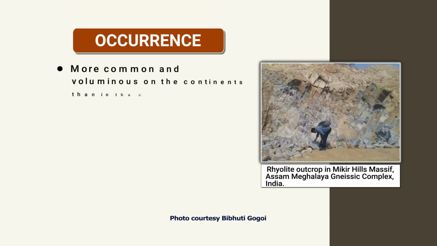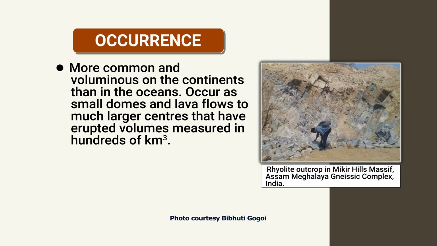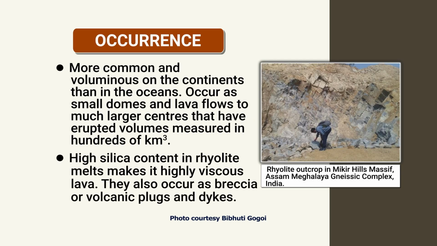Occurrence wise, rhyolitic magma is also very common in continents as well as in the oceans. They occur as small domes and lava flows. They can also occur as large centers that have erupted volumes of magma which can spread up to hundreds of kilometers. Usually, as these rhyolitic magmas have high silica content, they are highly viscous, and they also occur as breccia or volcanic plugs and dikes. Here on this photograph, you can see the rhyolitic outcrop from the Mikir Hills massif of Assam belonging to the Assam Meghalaya gneissic complex of northeastern India.